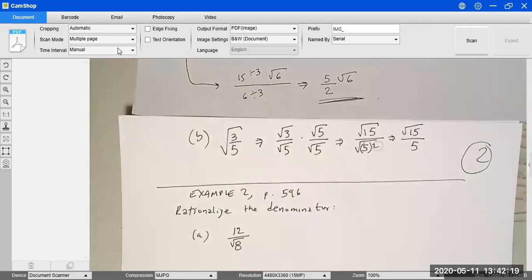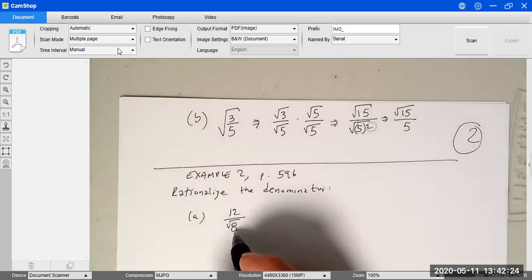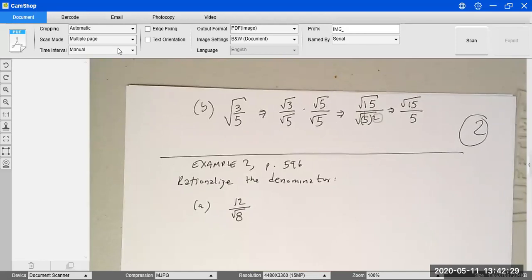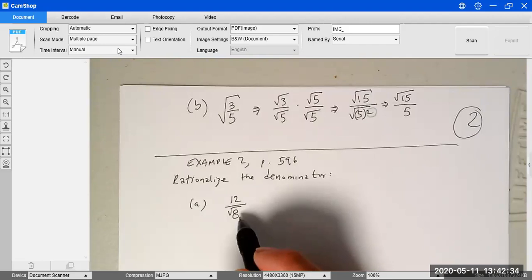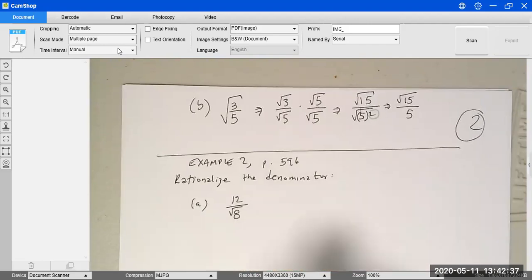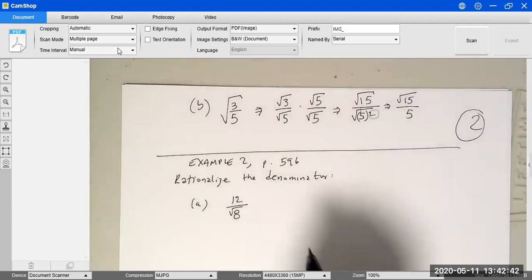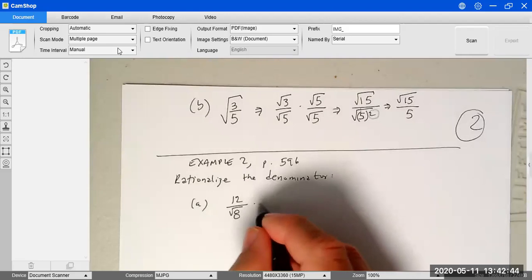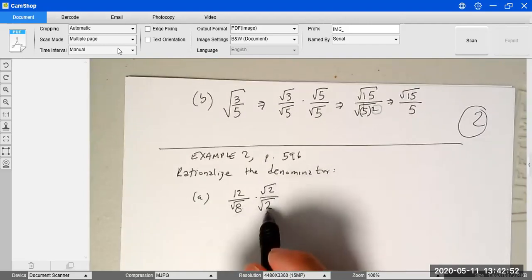So again, we can just multiply both the numerator and the denominator by the square root of 8. But another way is the second option that I mentioned before, is multiply by another radical that makes the result a perfect square. And you know that if you multiply 8 by 2, you're going to get 16, and 16 is a perfect square. So I'm going to multiply both the numerator and the denominator by the square root of 2. Why? Because 8 times 2 is going to become 16, and 16 is a perfect square.